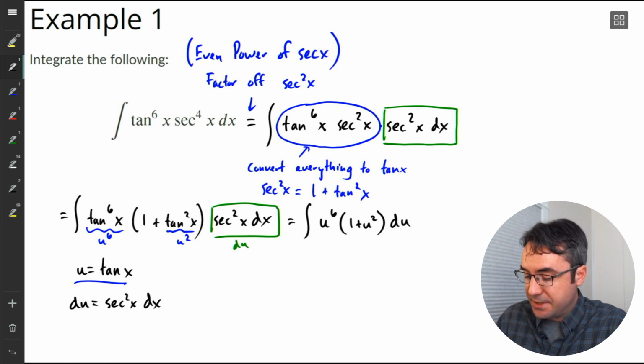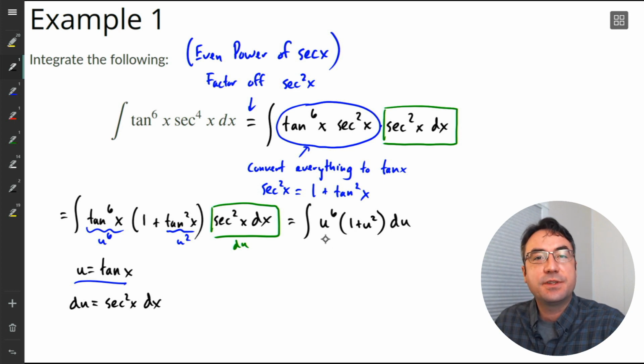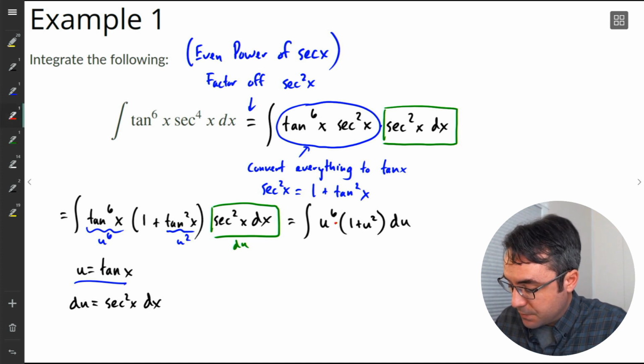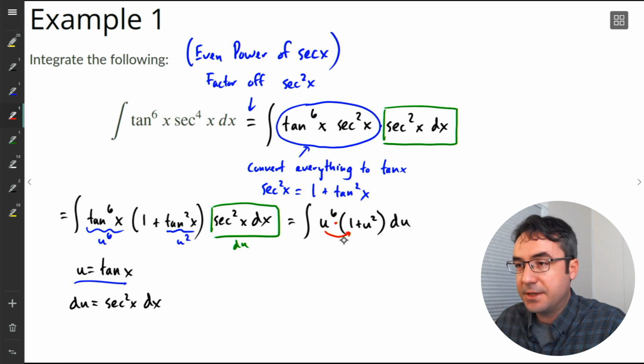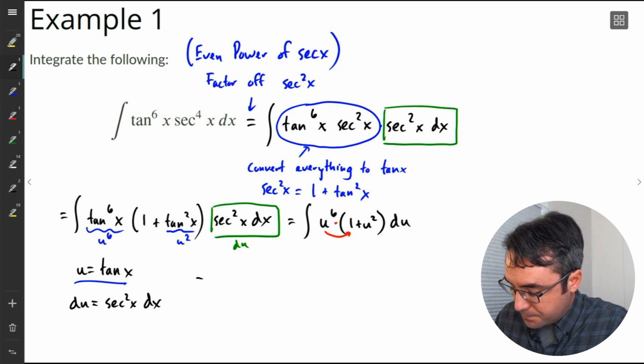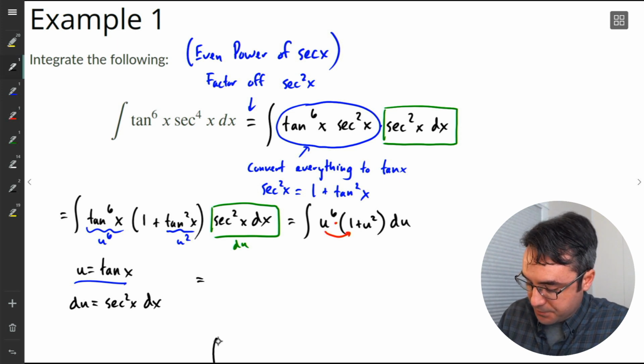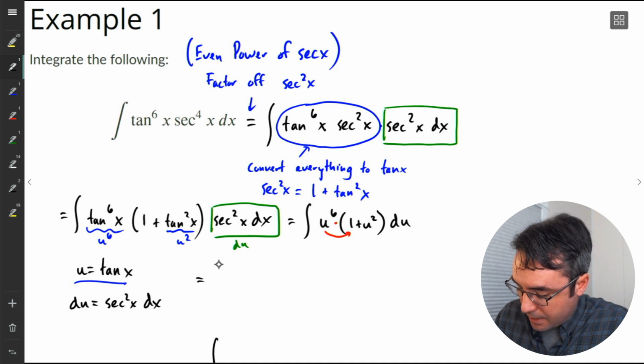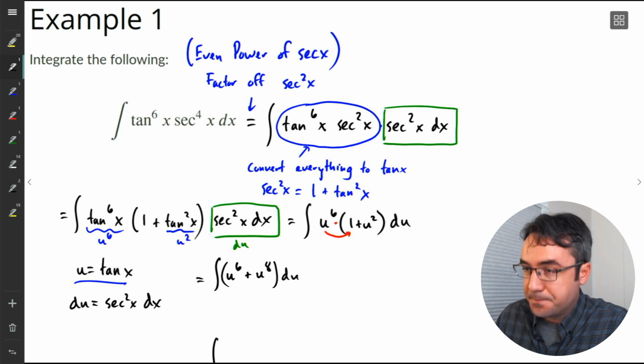So we plug in all our pieces, and we get the integral of u to the 6 times 1 plus u squared du. Now, this is a product of two u terms, so we have to first multiply this out. So it's a product. So we're going to multiply that to the 1, and then we'll also multiply that to the u squared. So that gives us the integral of u to the 6 plus u to the 8, if we multiply things out.